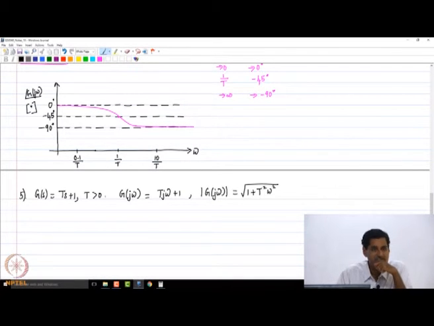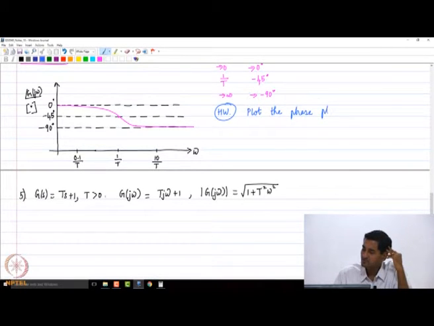Please check. Overlap them on the same plot. I will also write it as homework here, just to make sure all of us remember. Plot the phase plot using a linear scale and a logarithmic scale for omega.